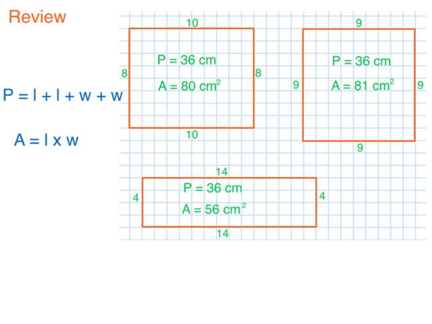And one thing that's kind of important to notice is that the rectangle that's a square or closest to a square will always have the largest area, and the long and skinny rectangles will always have the smallest area.